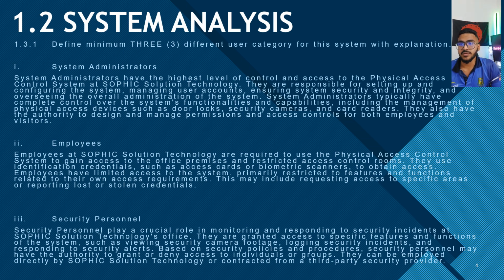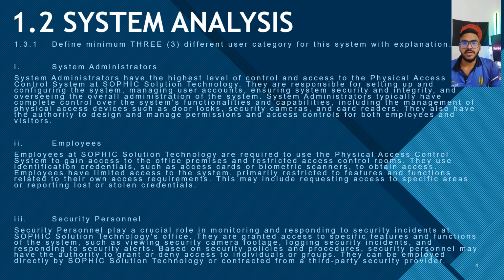at Software Solution Technology. They are responsible for setting up and configuring the system, managing user accounts, ensuring system security and integrity, and overseeing the overall administration of the system. System administrators typically have complete control over the system functionalities and capabilities, including the management of the physical access devices such as door locks, security cameras, and card readers.